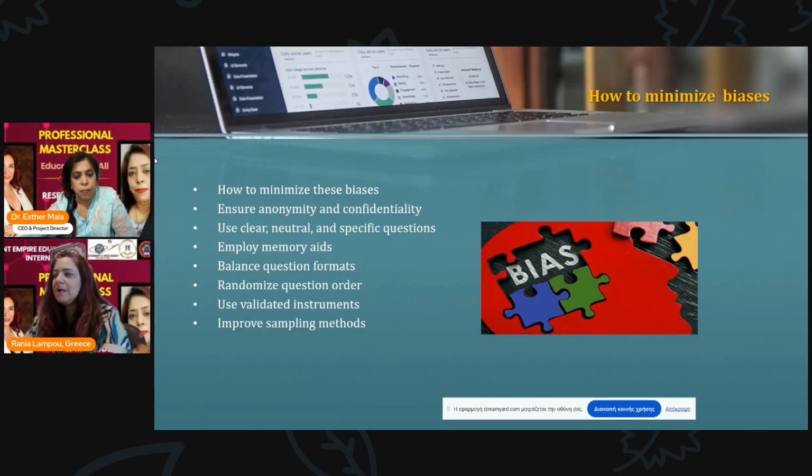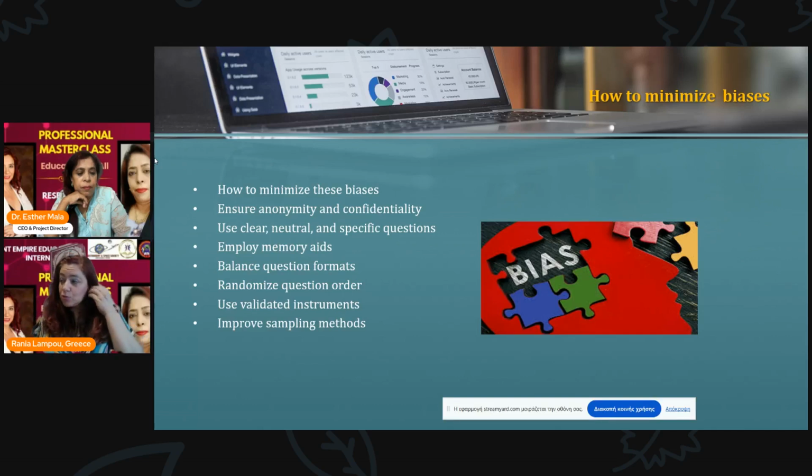So how to minimize all this bias is to ensure anonymity and confidentiality, use clear, neutral, and specific questions always, avoid leading or ambiguous wording, pilot test the survey to identify confusing questions, employ, if possible, memory aids, use timelines, calendars, specific reference points to improve recall accuracy, balance question formats, mix positively and negatively worded items to reduce the bias, or you can use Likert scales carefully and consider including neutral options.